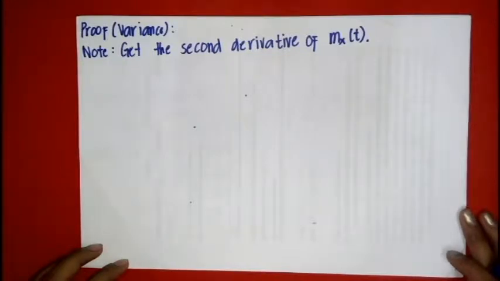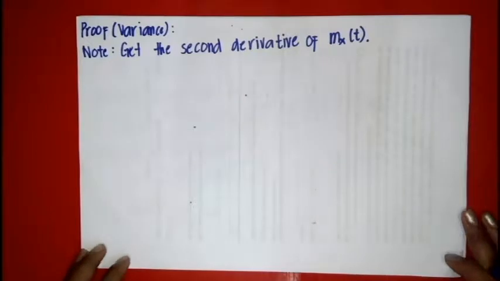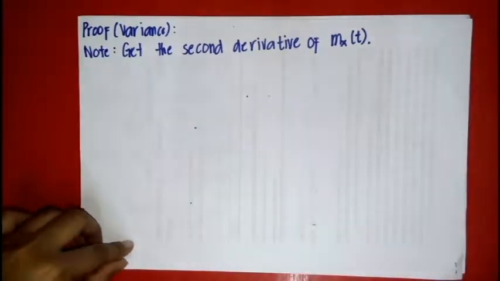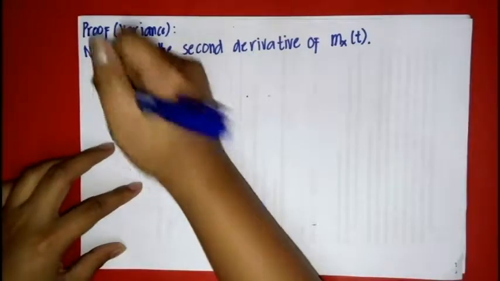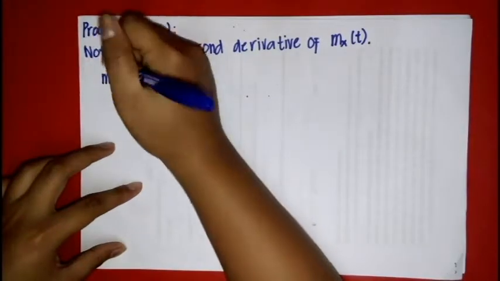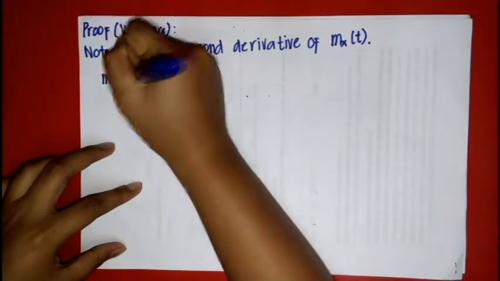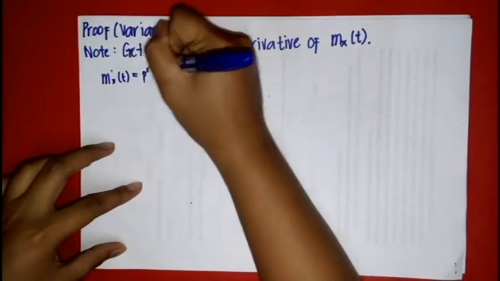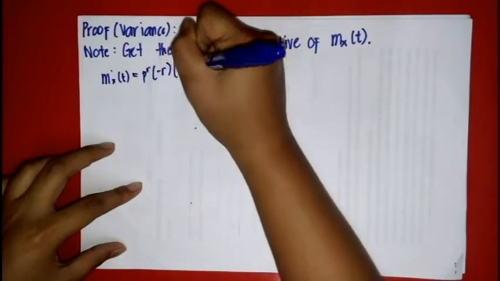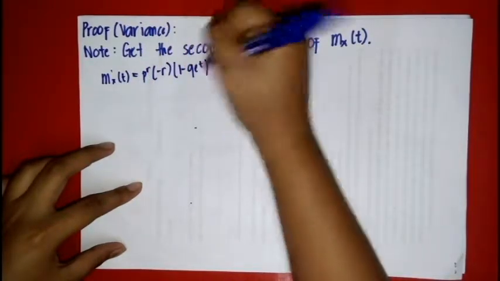So we have proven our moment generating function and our mean already. Now let's prove our variance. So let's get the second derivative of our moment generating function. First, copy the first derivative.